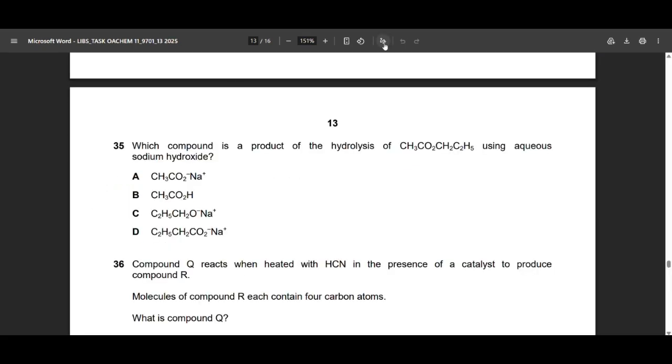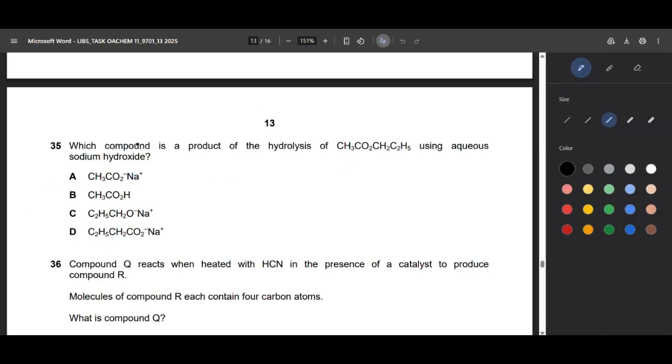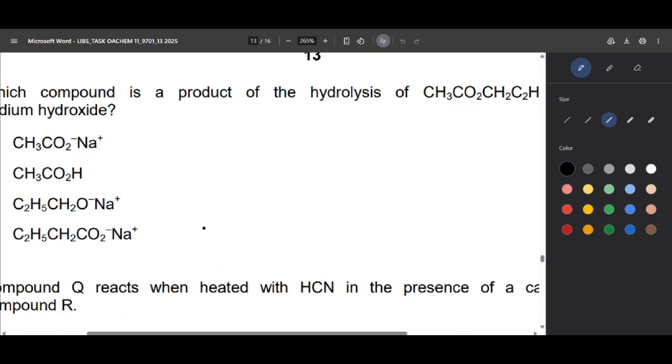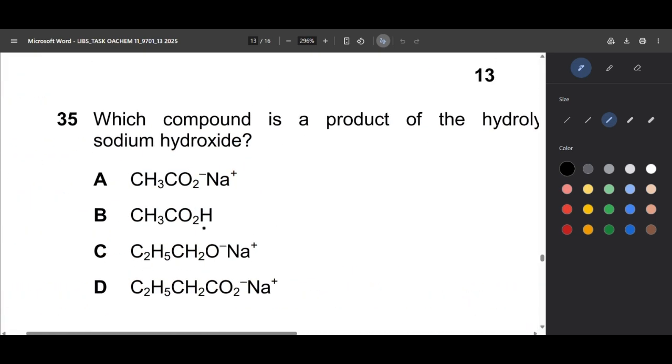Question number 27: which compound is a product of the hydrolysis of CH3CH2CO2C2H5 using aqueous sodium hydroxide? Remember, if any ester reacts with NaOH, it's called base hydrolysis. So the end result will definitely be a salt and an alcohol. So the answer is A.